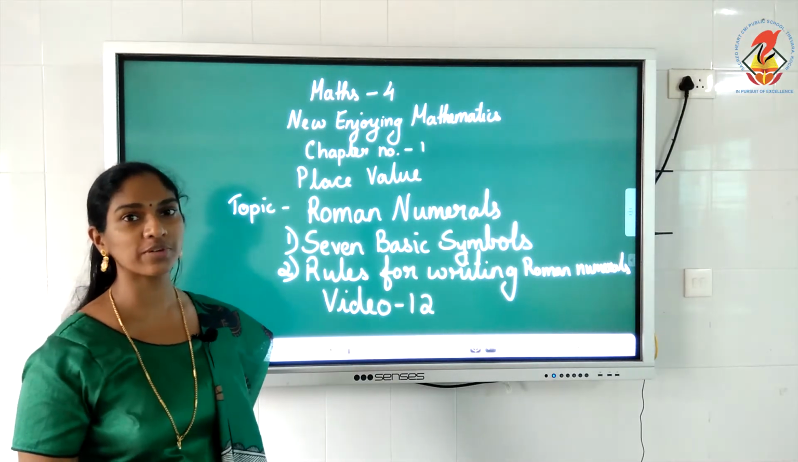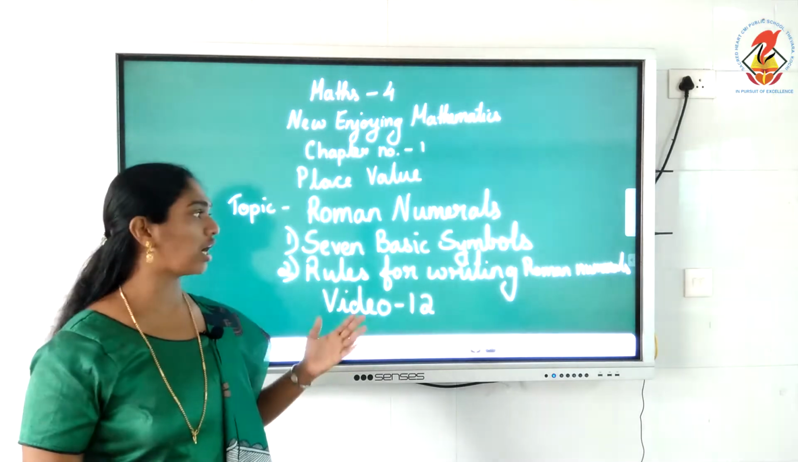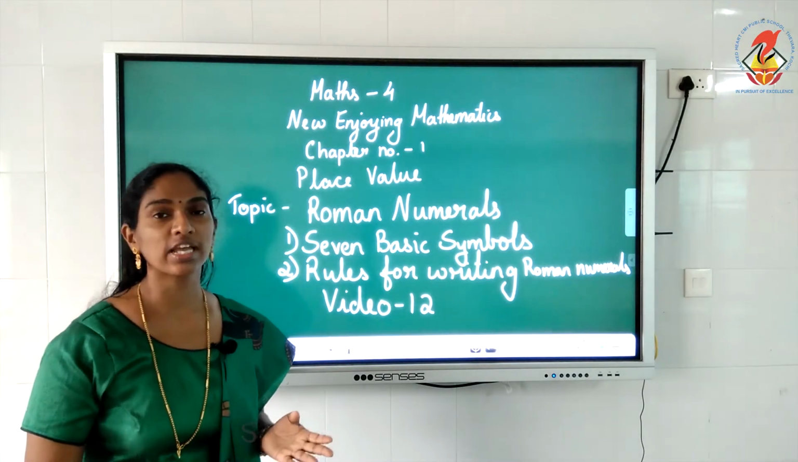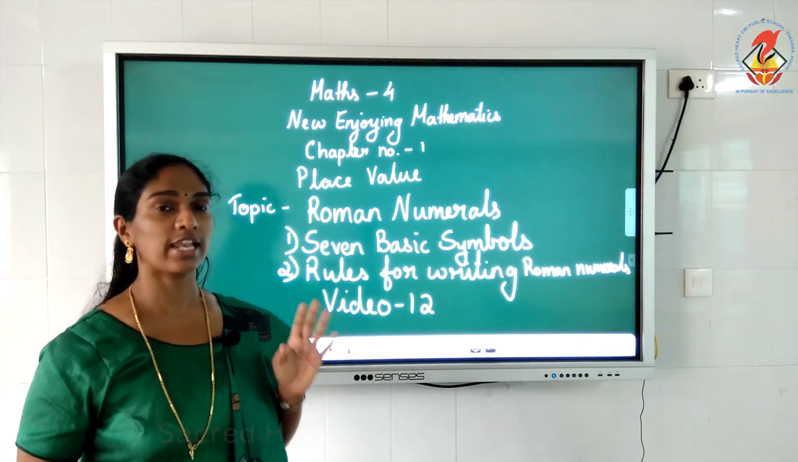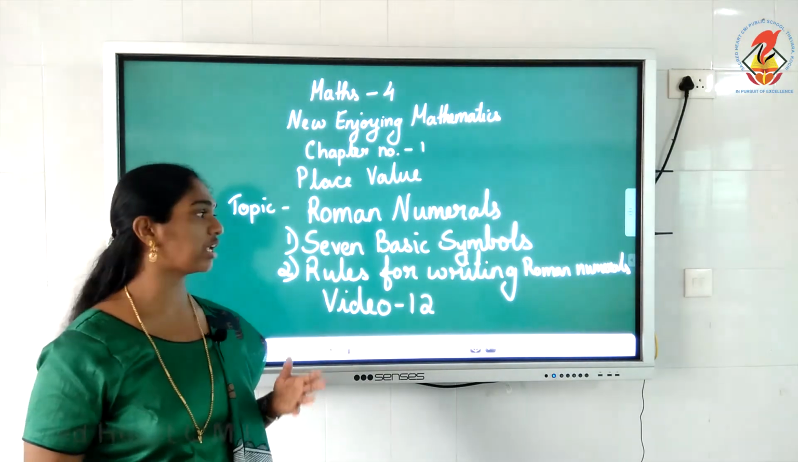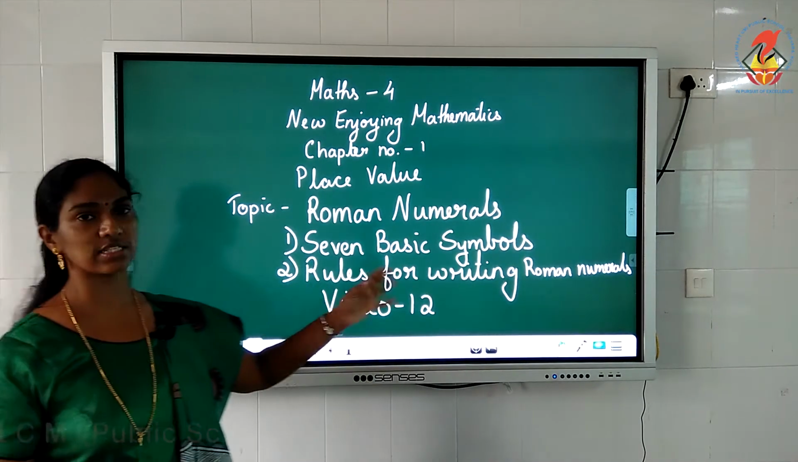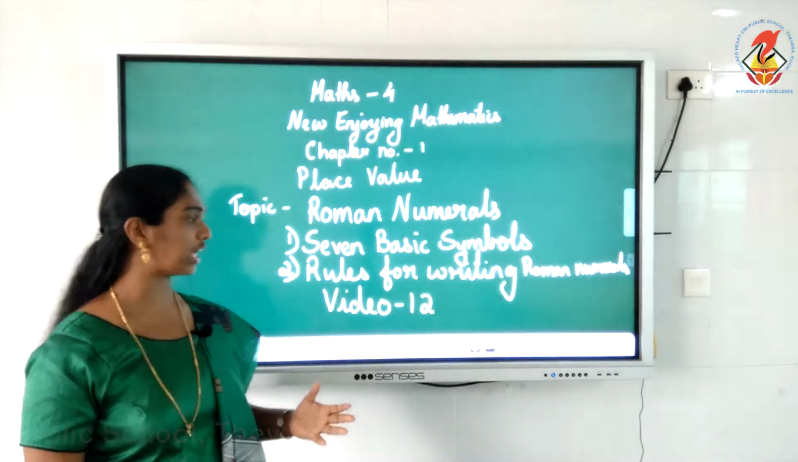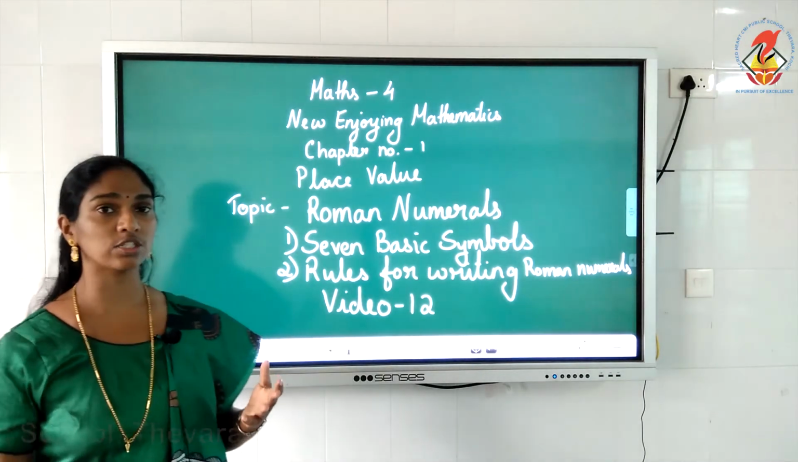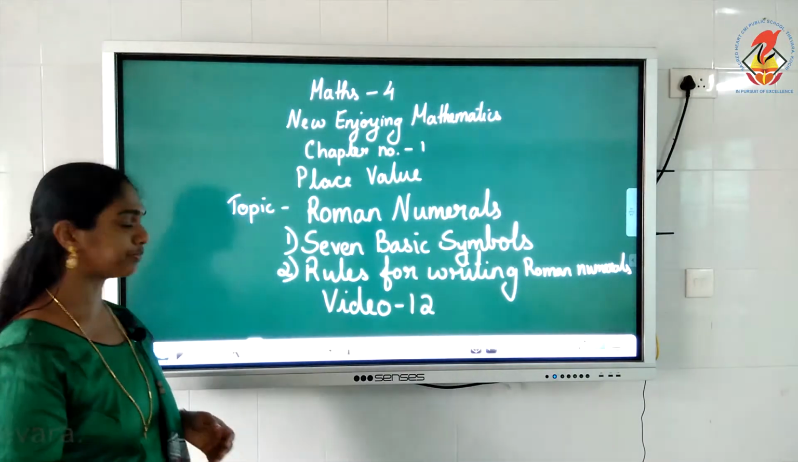Have you heard of this, children? Roman numerals. Roman numerals are numerals used by the Romans. They used letters instead of numbers. They started representing numbers in terms of letters. For that they had 7 basic symbols. So we will be discussing that, and then we have to know some rules also for writing Roman numerals. Okay, children.